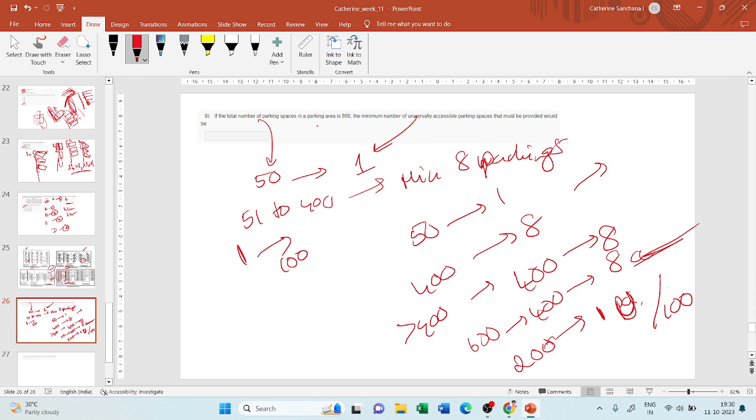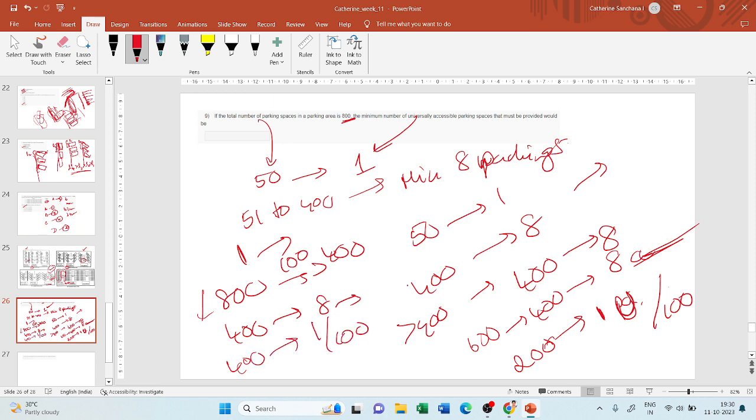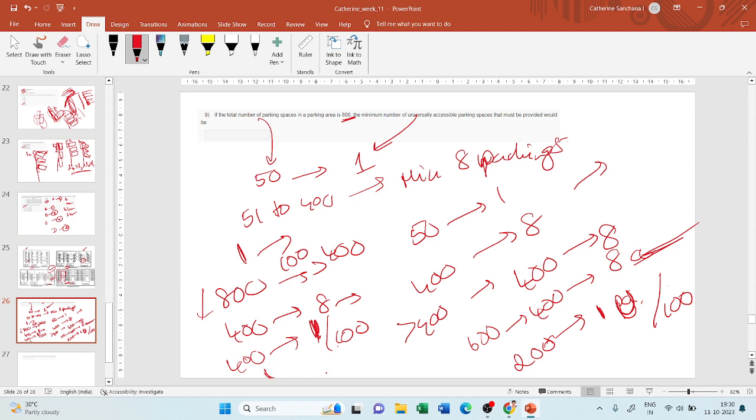So if you see this problem, you will understand. The total parking space is 800. As you can see, it is more than 400, right? So for 400, I would have provided 8 already, because there are eight 50s in 400. Now for the remaining 400, I will provide one universally accessible parking space per 100. So I have four 100s in this 400, so I will provide 4 parking spaces for this additional 400.